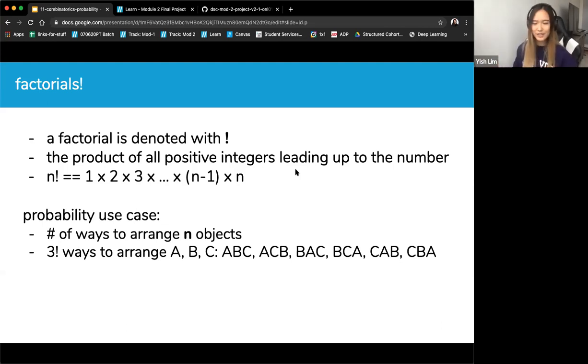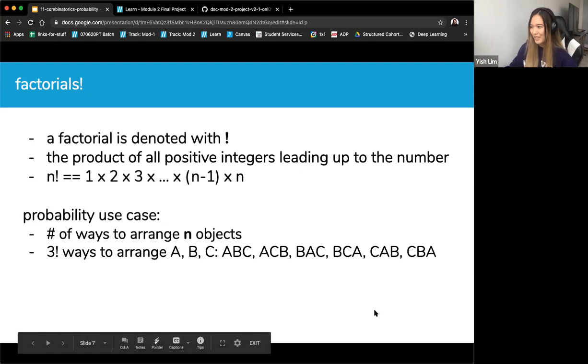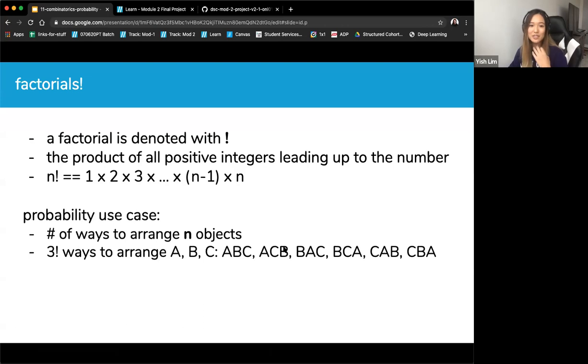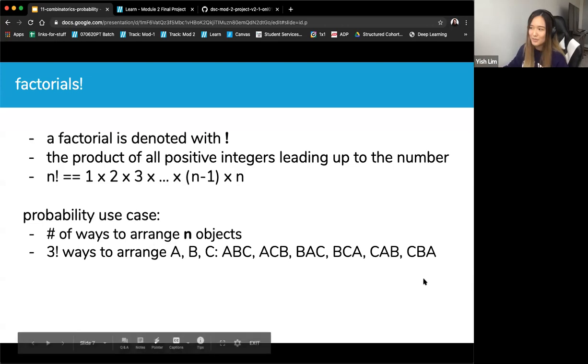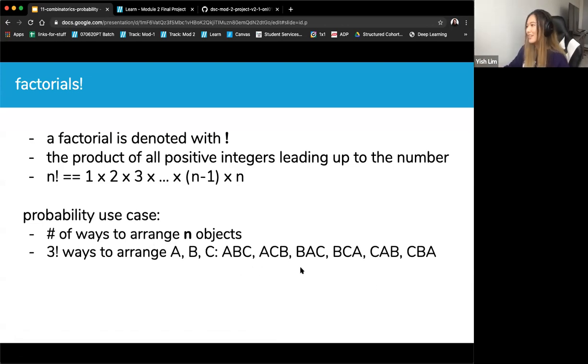So that's factorials. The probability use case where you would use a straight-up factorial is the number of ways to arrange n objects. When I was young, I actually really enjoyed doing this kind of thing. So let's say you had 3 letters, A, B, and C. What are the number of ways you can arrange A, B, and C? It actually equates to 3 factorial. If you have 3 objects, it will just be 3 factorial. And if you write out all the options, it comes to 6 options: ABC, ACB, BAC, BCA, CAB, CBA.